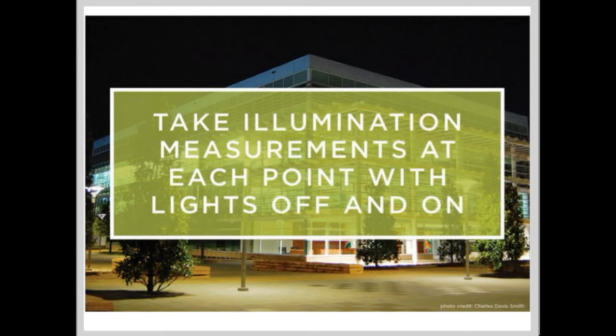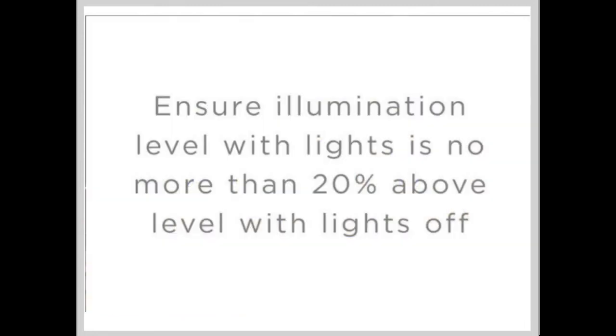Measurements may be taken on the same date, either after civil twilight in the evening or before civil twilight in the morning. This could be done with any light meter capable of measuring illumination at ground level. Illumination measurements with lights off and lights on should be taken. Compare the lights off and lights on illumination levels at each measurement point along the project boundary. To meet the credit requirements, at each measurement point, the lights on illumination must be no more than 20% above the lights off illumination.